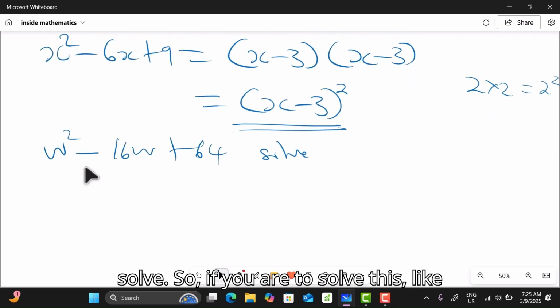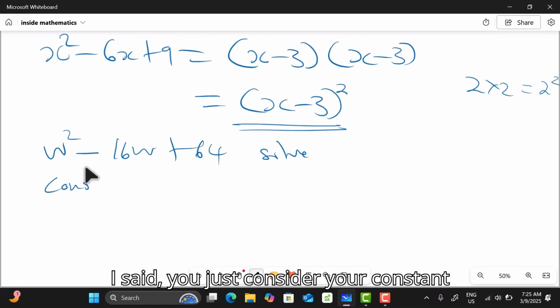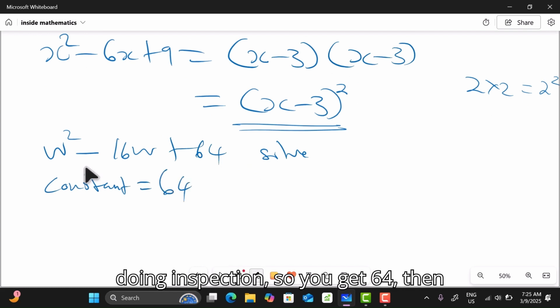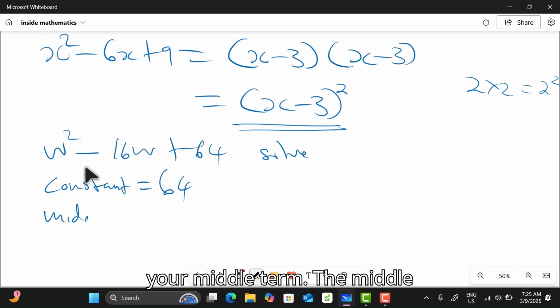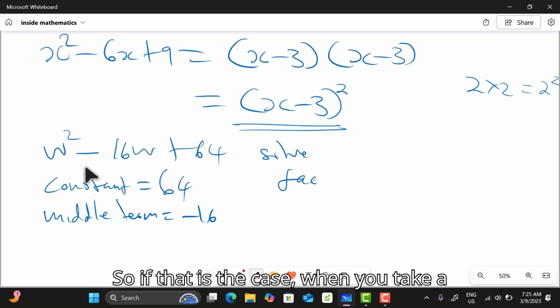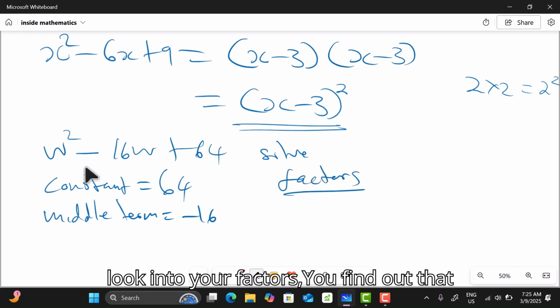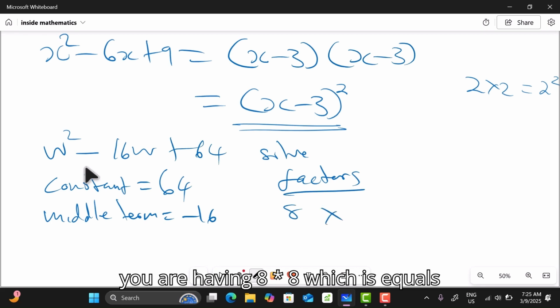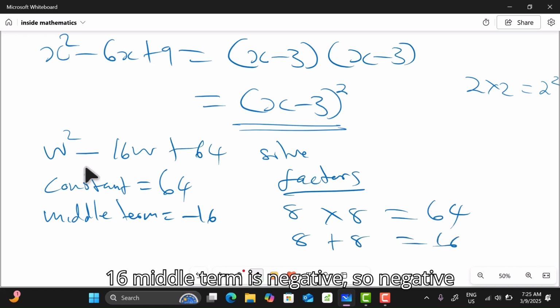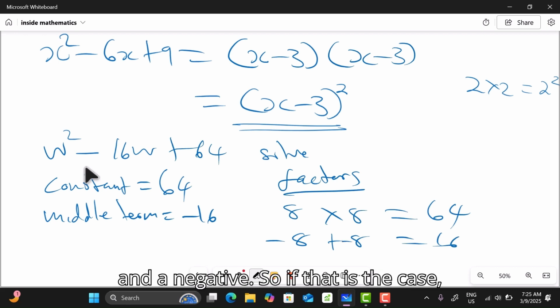So if you are to solve this, like I said, you just consider your constant value, just like what you do when you are doing inspection. So you get 64, then your middle term here is negative 16. So if that is the case, when you take a look into your factors, you find out that you are having 8 times 8, which is equal to 64. And 8 plus 8 is equal to 16. But the 16 middle term is negative, so negative and a negative.